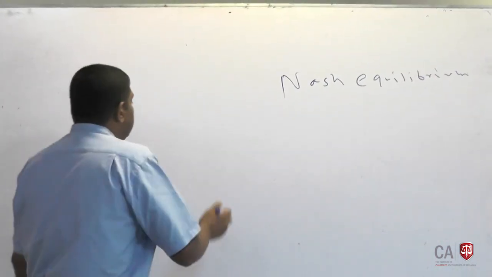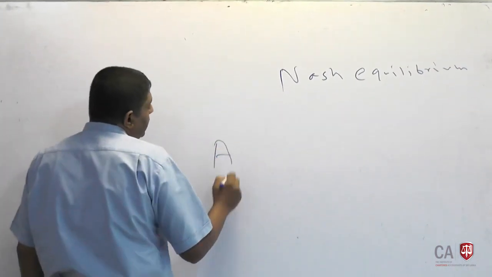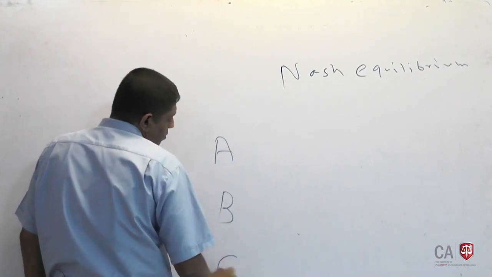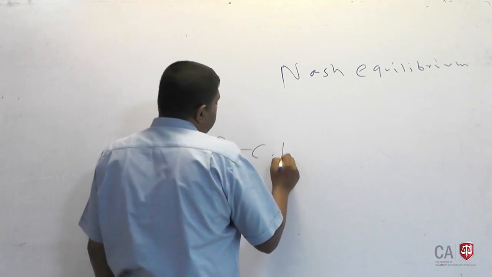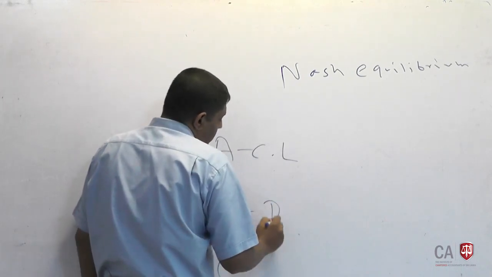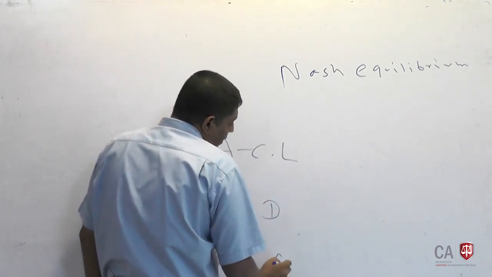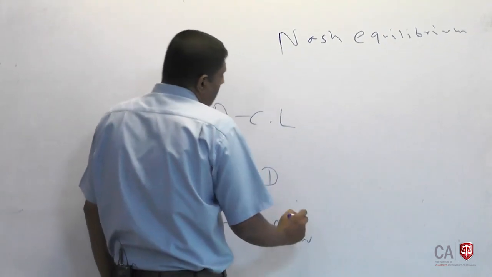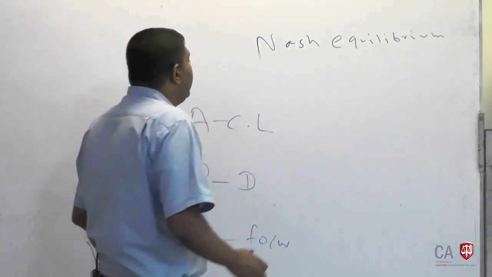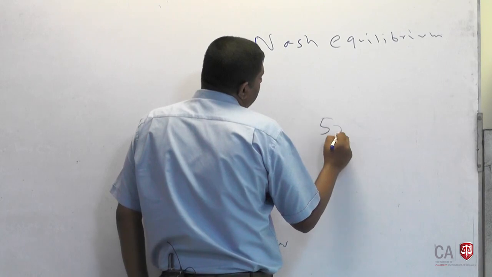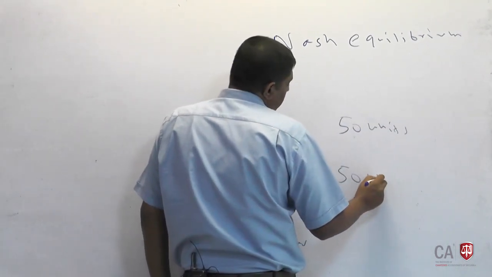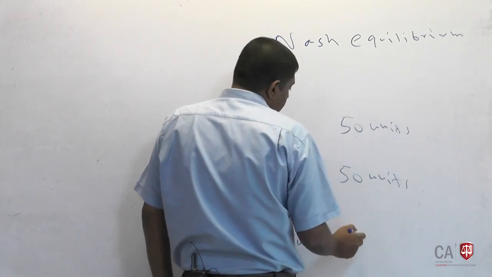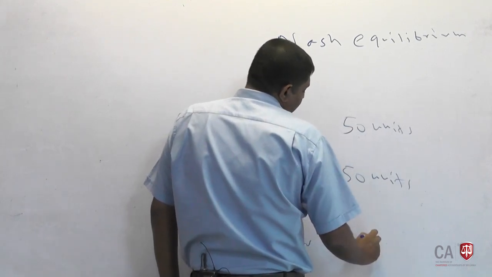Right, suppose at present there are 3 players A, B, C in the market. A applies a cost leadership strategy, B applies a differentiation strategy, C applies a focus strategy. Suppose A is able to sell 50 units, B is 50 units, C is 25 units.